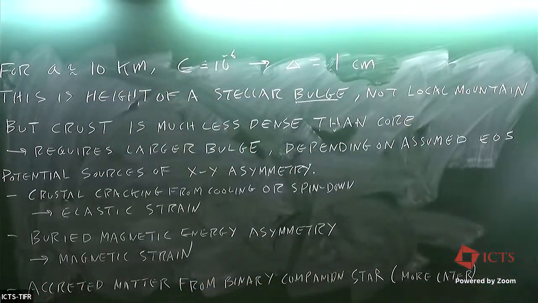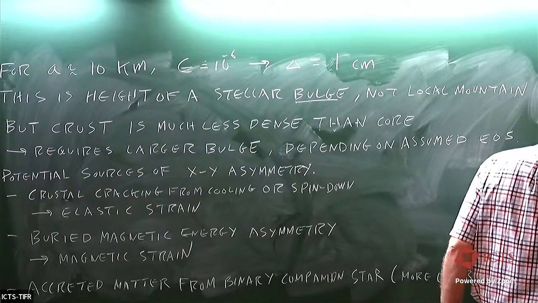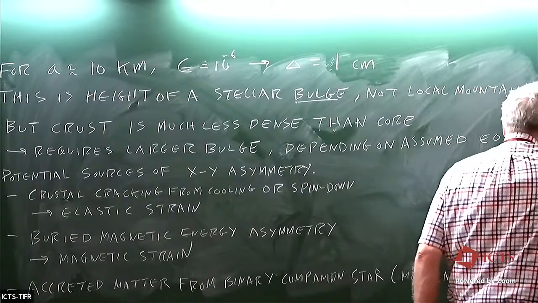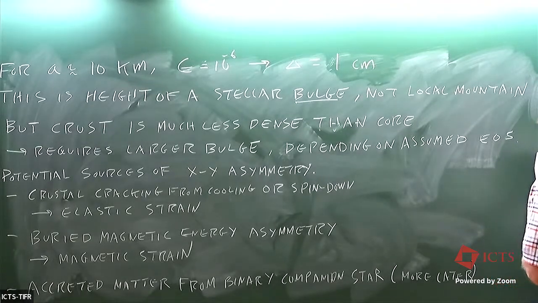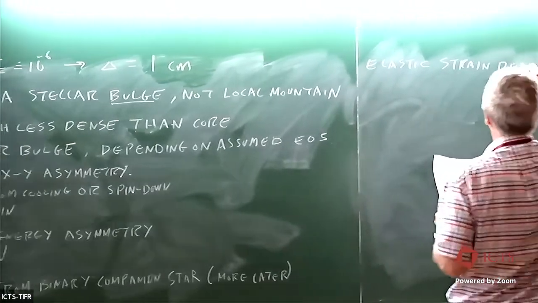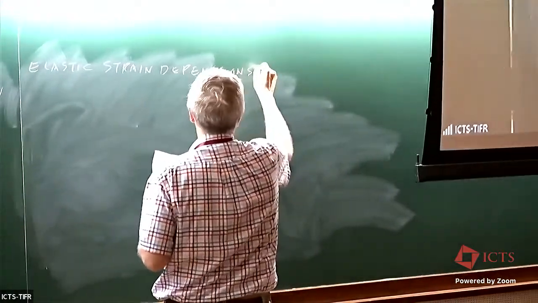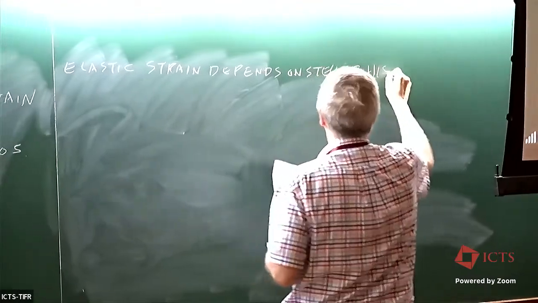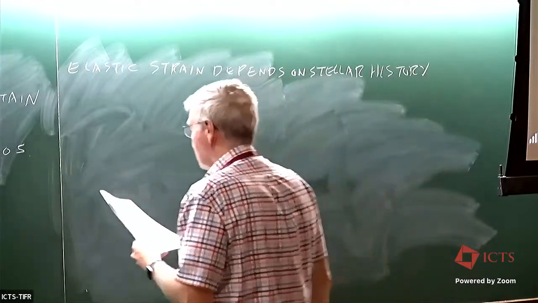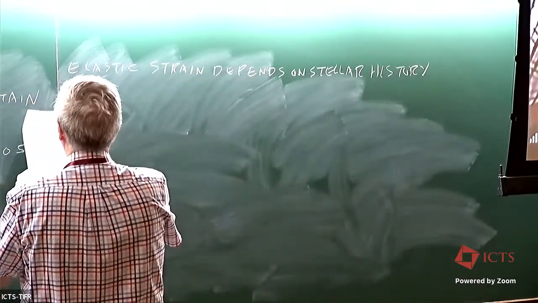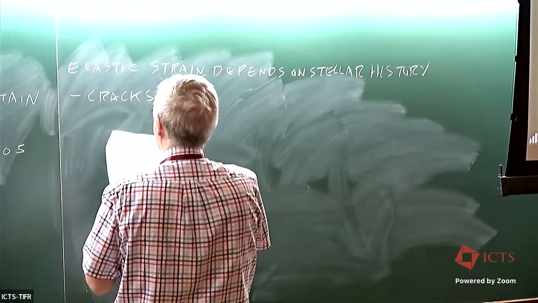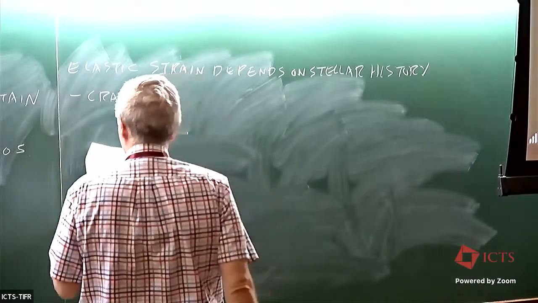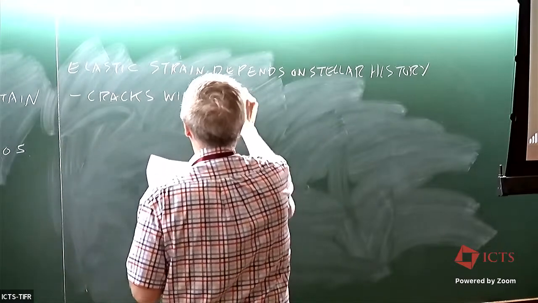Okay, so clearly the elastic strain in the crust depends on the history of the star. If we wanted to be able to predict what it's going to be in the future, we need to understand how the star evolves as it both cools and spins down. So the elastic strain depends on the stellar history. One thing to keep in mind, to keep you from being too optimistic about things, is that the cracks that could form from this cooling or from the spin down itself, those cracks will tend to anneal with time.